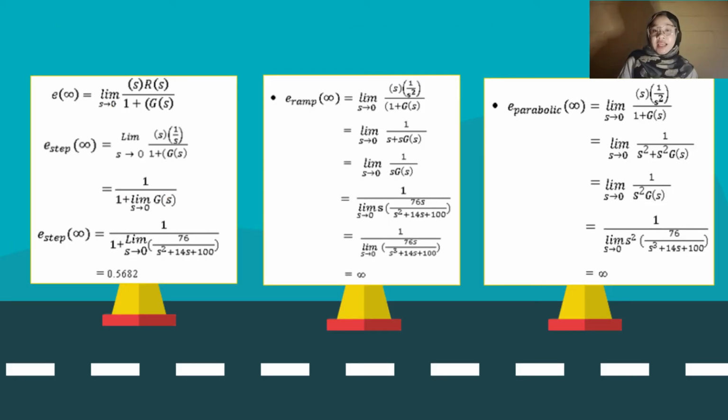Then we calculate each step. The formula is the limit as s goes to 0 of s multiplied by R(s) over 1 plus G(s). Then we get 0.5682. For the ramp error, the formula is the limit as s goes to 0 of s multiplied by 1 over s to the power of 2 over 1 plus G(s). We get infinity. For the parabolic error, the formula is the limit as s goes to 0 of s multiplied by 1 over s to the power of 3 over 1 plus G(s). Then we get infinity also.